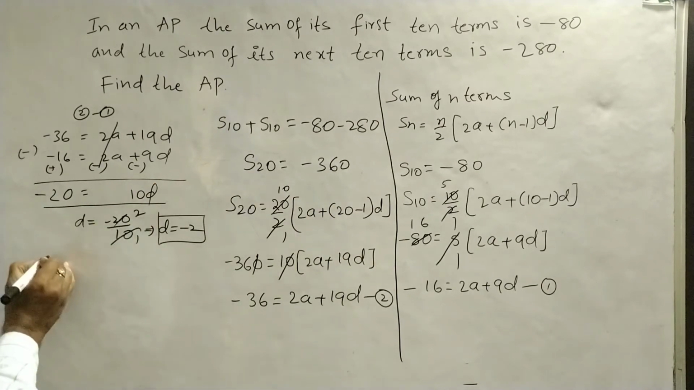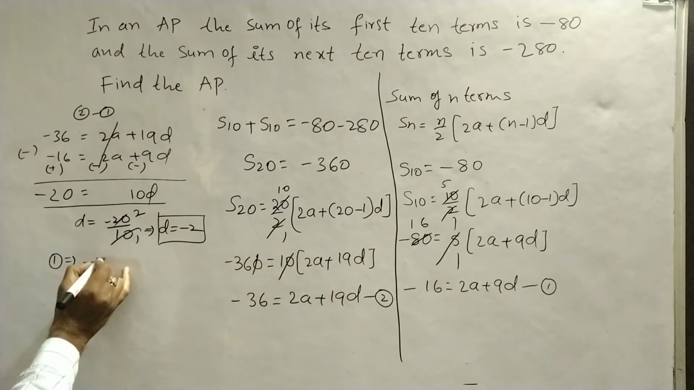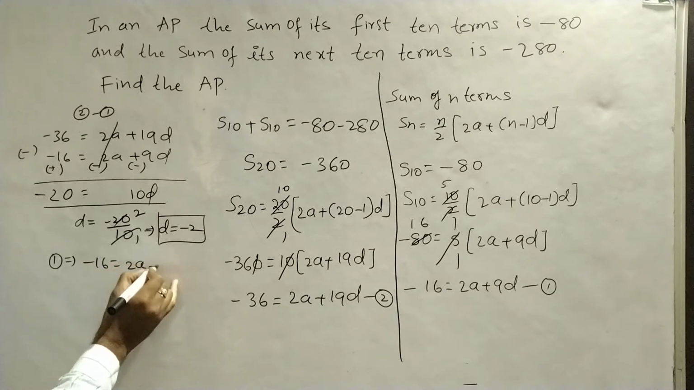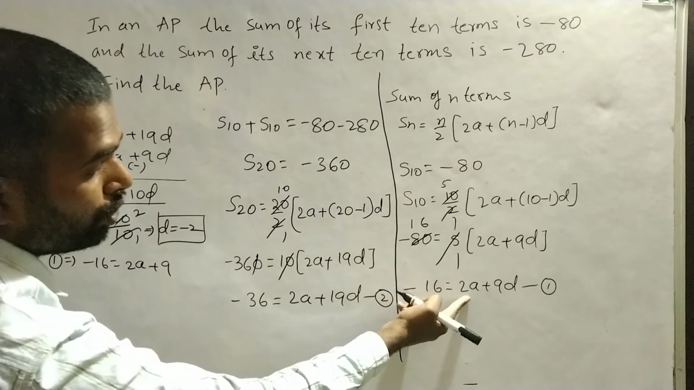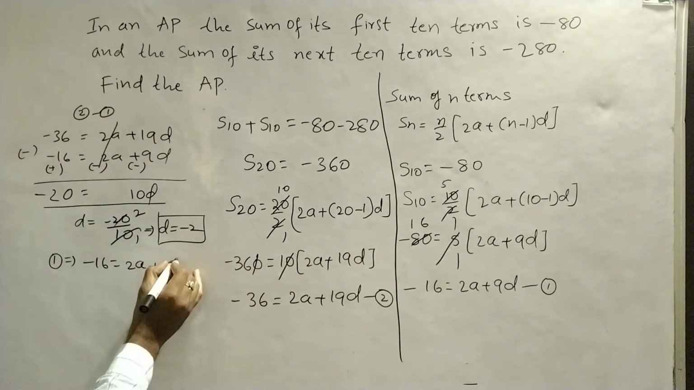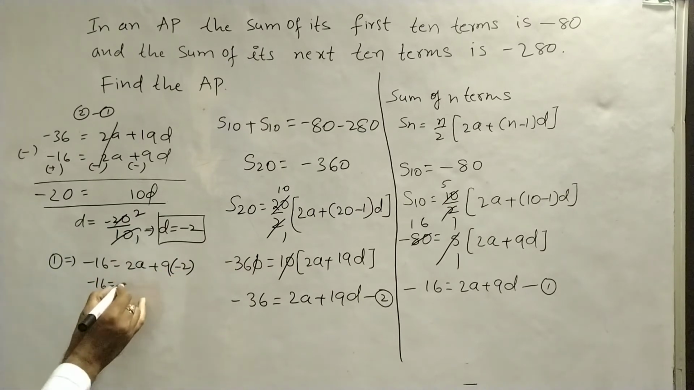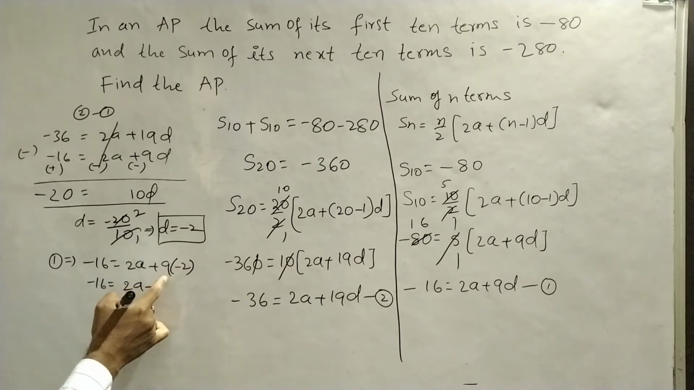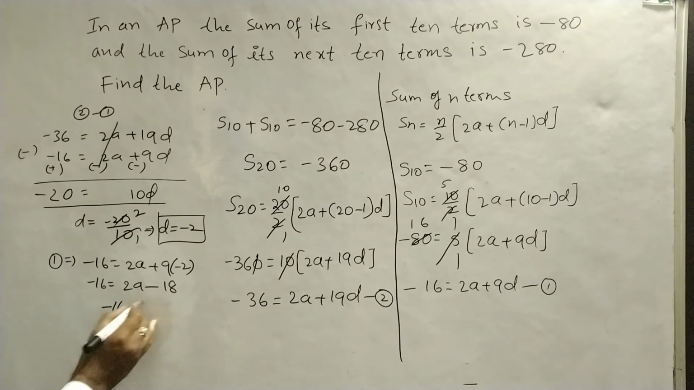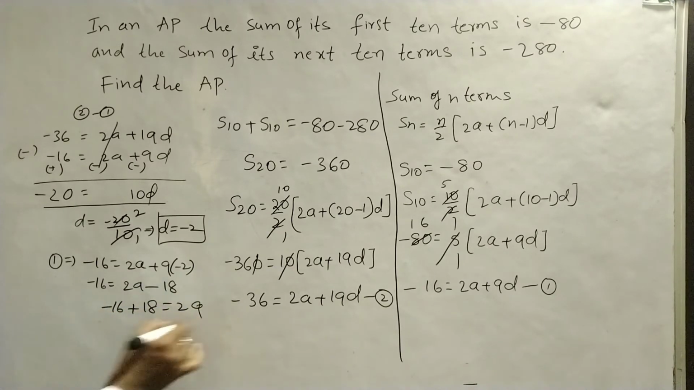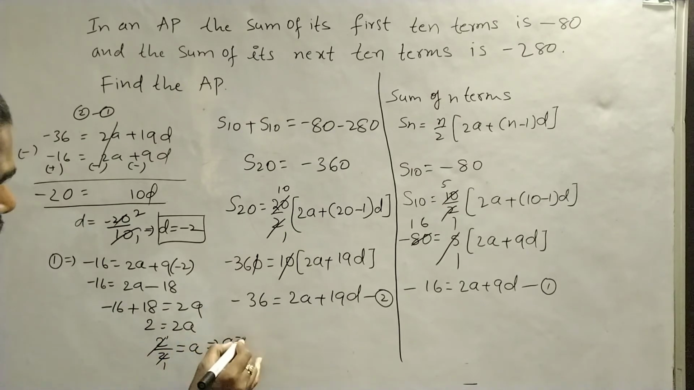From d we can find the a value. For that we will use equation 1. From equation 1, minus 16 equal 2a plus 9d. I am substituting d equal to minus 2 in equation 1. Minus 16 equal 2a plus 9 into minus 2, which is minus 18. Take this 18 to the right side: minus 16 plus 18 equal 2a. 18 minus 16 is 2, so 2 equal 2a. So 2 by 2 equal a, so a equal 1.